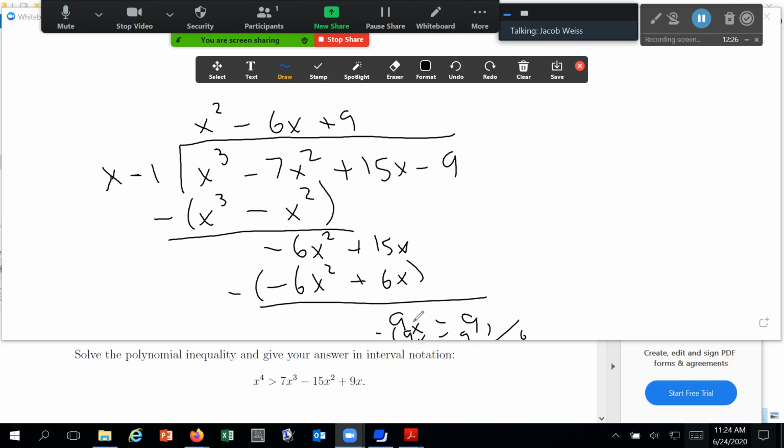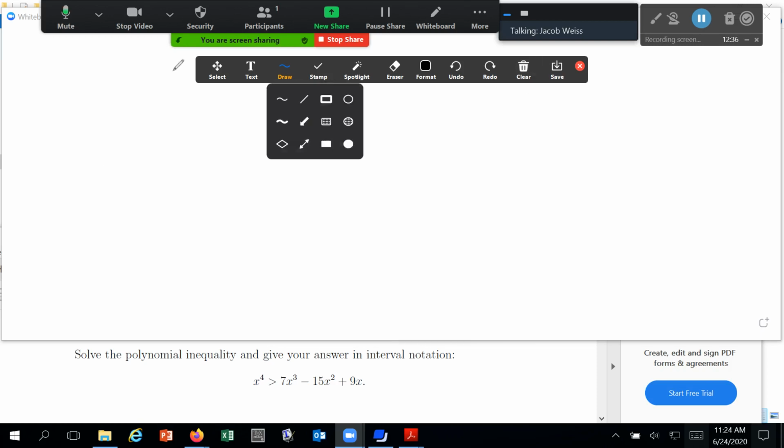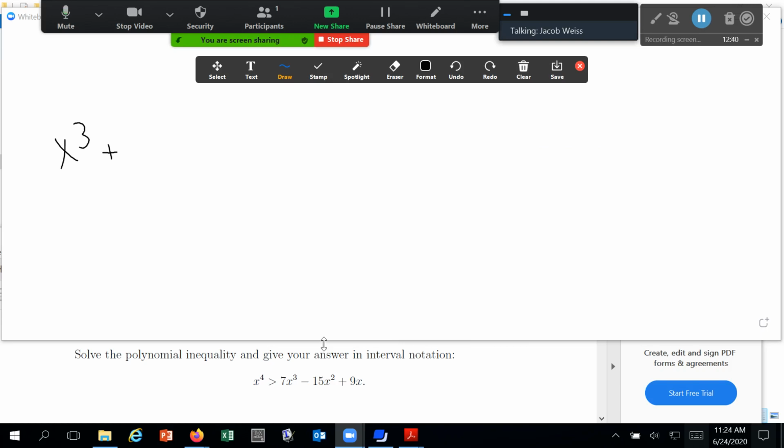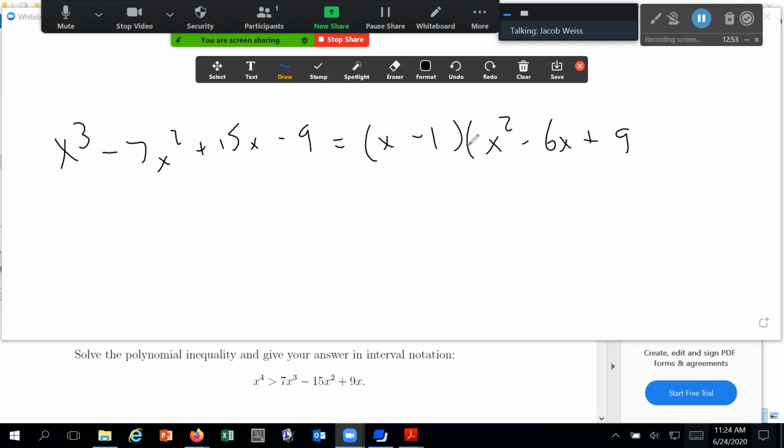Sorry, couldn't squeeze it in very well down there. But there we go. So we get x squared minus 6x plus 9. All right. So long story short is that we can now write x cubed minus 7x squared plus 15x minus 9 as x minus 1 times x squared minus 6x plus 9.